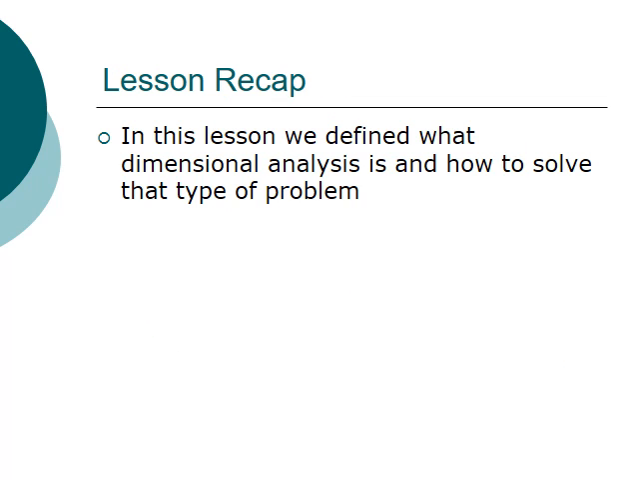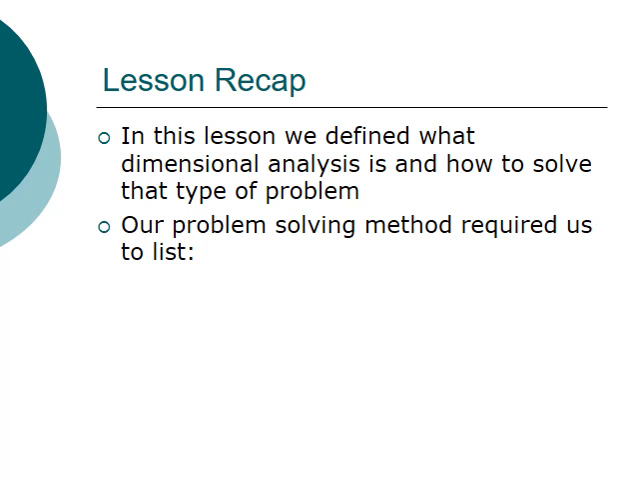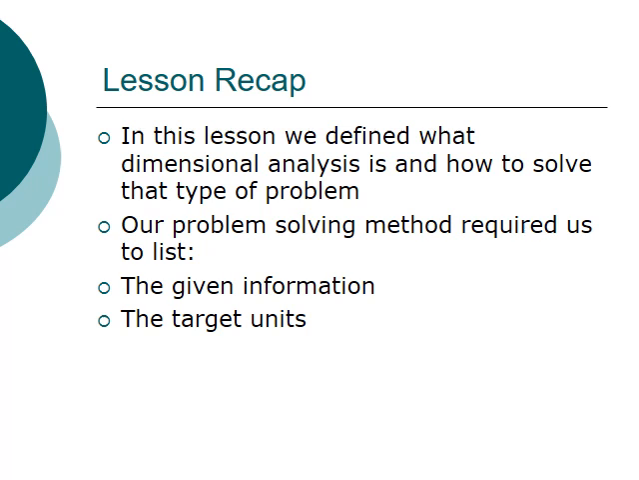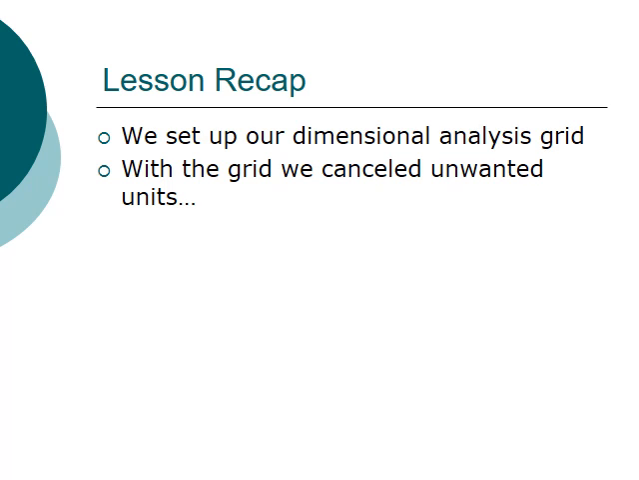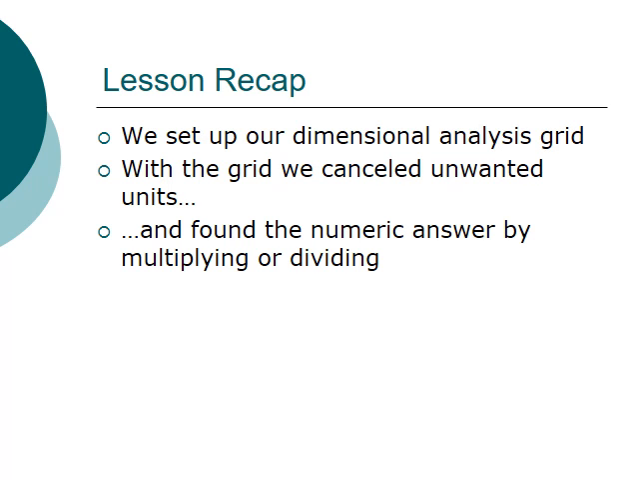So what we did, we defined what dimensional analysis was, and we showed some examples of how to solve dimensional analysis problems. We found our given information, our target unit, and our conversion factor. We set those up into a dimensional analysis grid. We canceled our unwanted units. We were left with the units of our target, and then we found our numeric answer by multiplying numbers on the top, dividing numbers on the bottom.